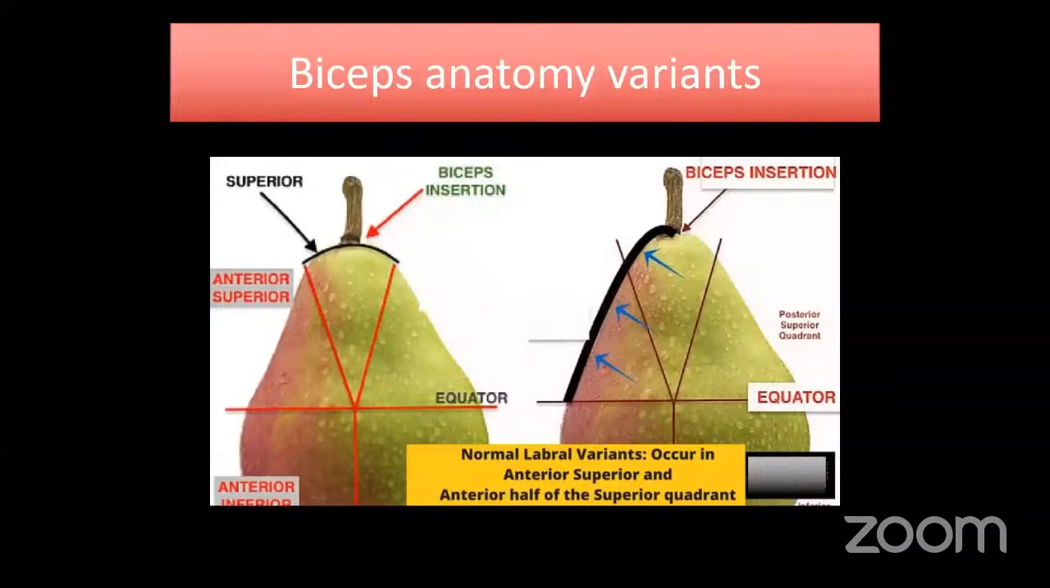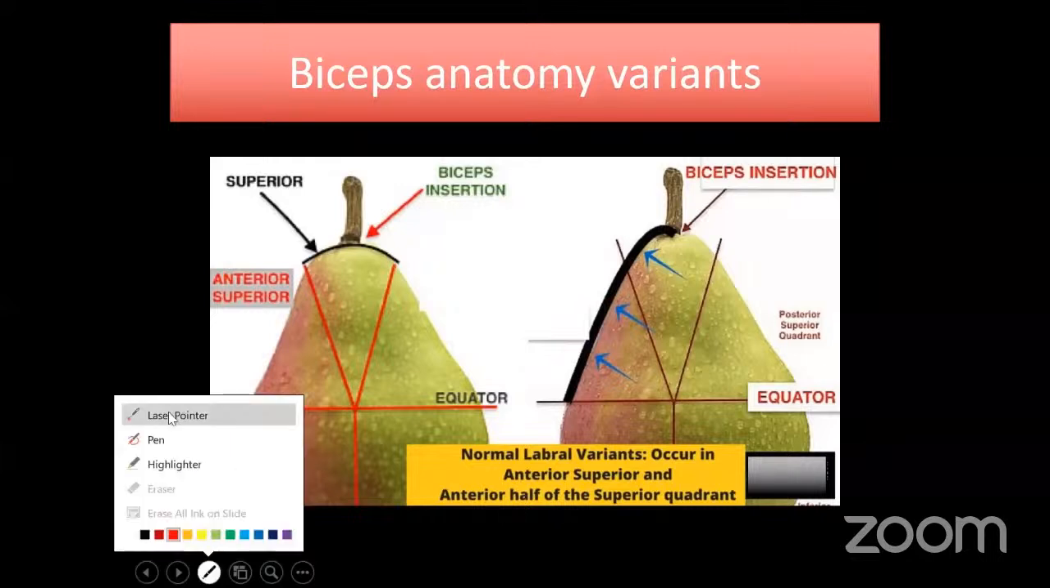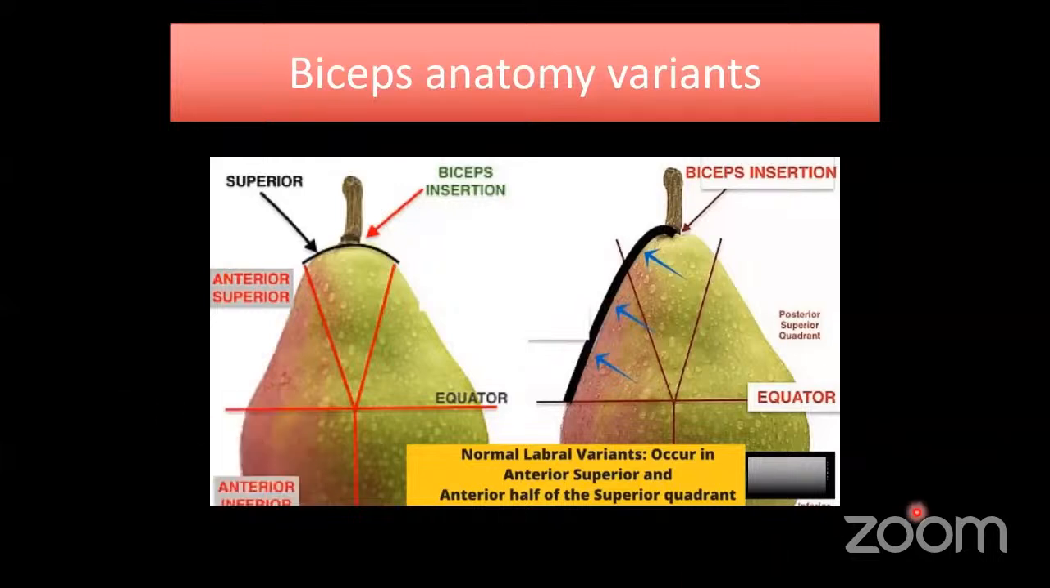Now there are some normal anatomic variants that we need to keep in mind. And especially if you are someone who's starting off new with arthroscopy, you do need to keep this in mind. So imagine your glenoid to be a pear as it's depicted over here. The normal labral variants typically would occur in the anterosuperior. So this is the anterosuperior portion, or the anterior half of the superior quadrant. This is roughly the equator of the glenoid.